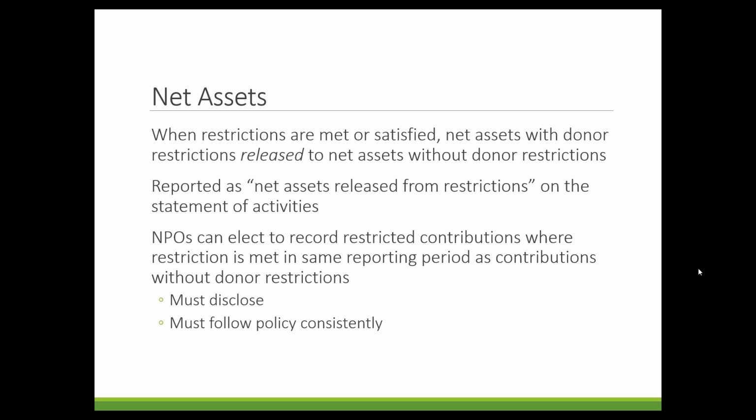You can elect to record restricted contributions where you meet the restriction in the same reporting period as contributions without donor restriction. All you have to do is disclose that you're doing it and make sure that you're following that policy consistently.